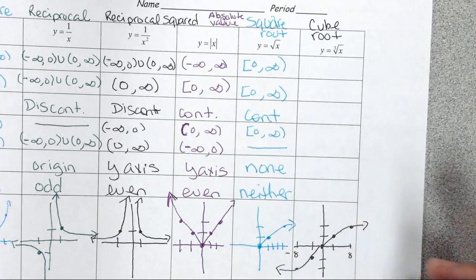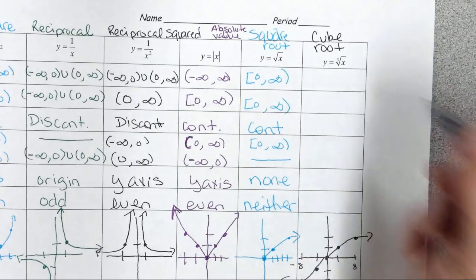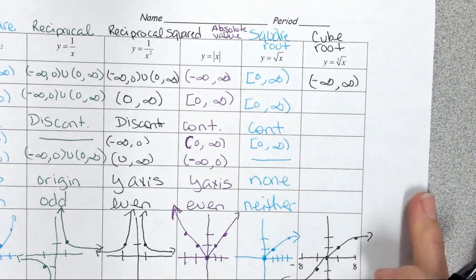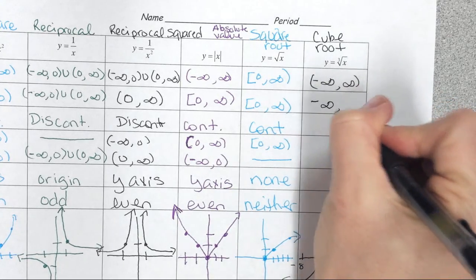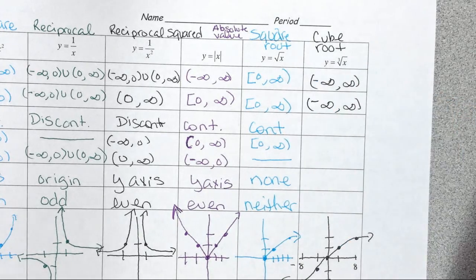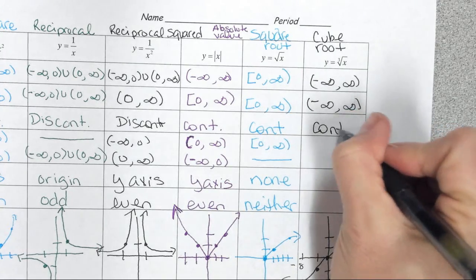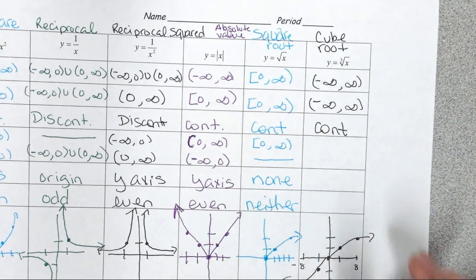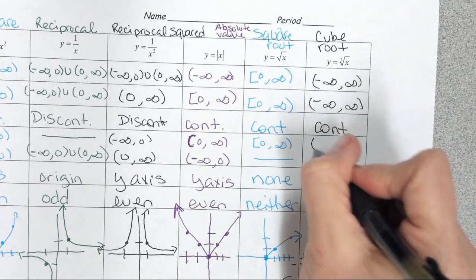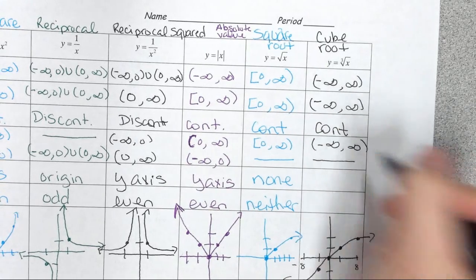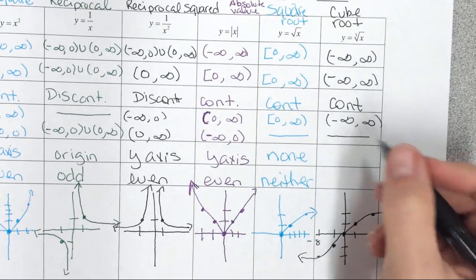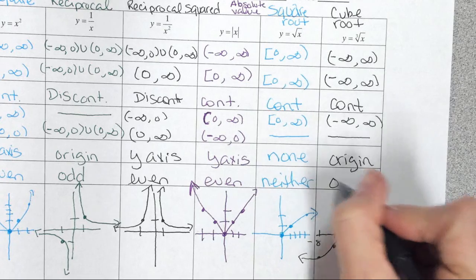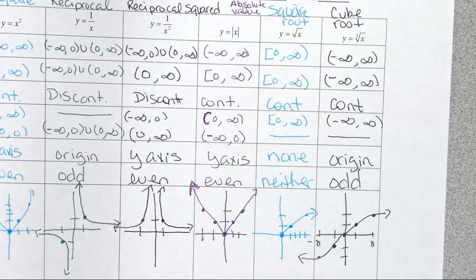It needs to be a little bit flatter probably. So your domain is from negative infinity to positive infinity. Your range, again, is negative infinity to positive infinity. There are no holes, there is no asymptotic behavior, so it's continuous. This is only increasing, no decrease, from negative infinity to positive infinity. It's symmetric about the origin, so therefore it is odd.